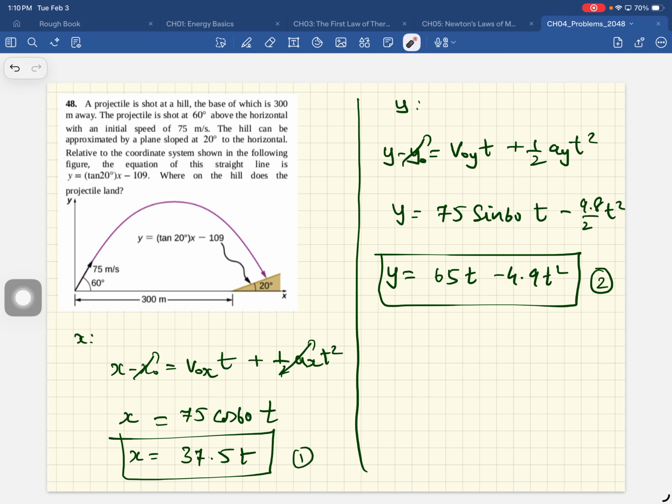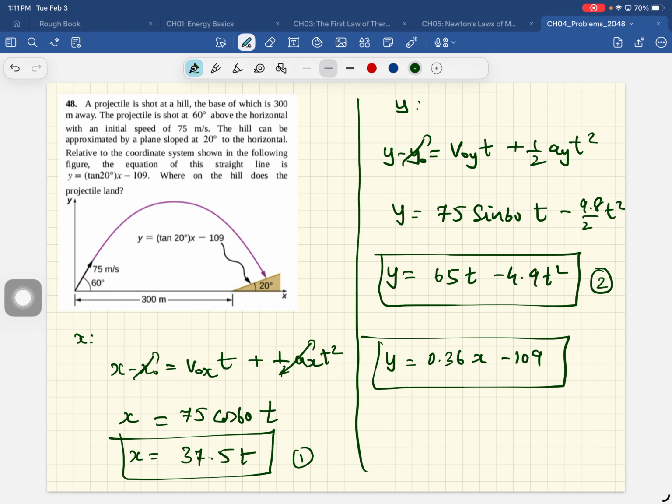Where is the missing piece of information? Here is the missing piece of information. They tell you it lands on this hill, and on the hill, the x and y coordinate are related like that. So y is equal to tan 20. Tan 20 is 0.36, so 0.36x minus 109. There's the third equation.